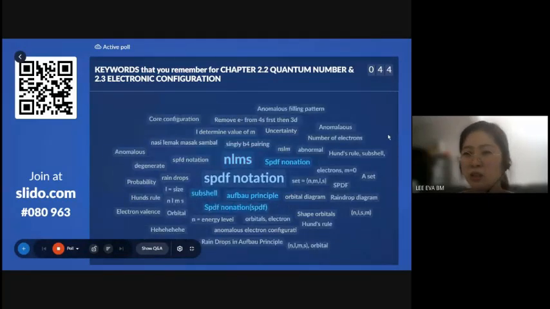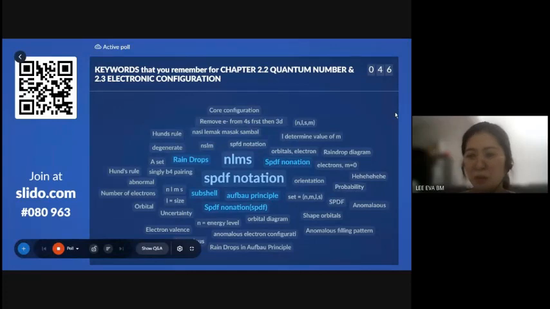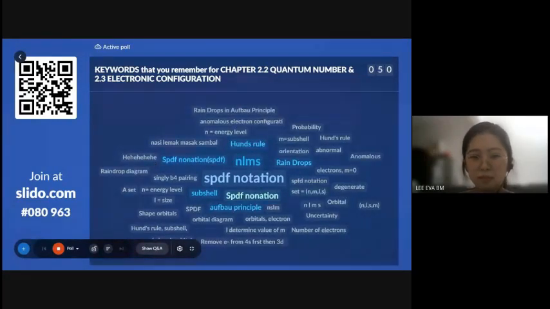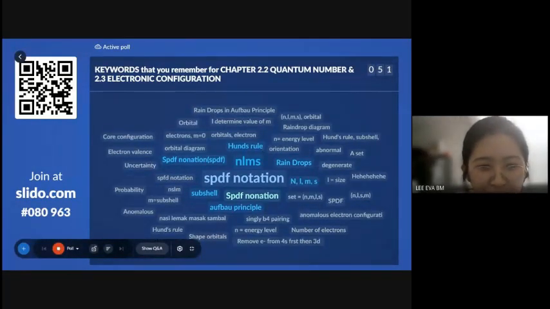So all of the keywords that you remember actually reflect your second chapter. This chapter has a lot of new keywords. And chapter 3 also will have a lot of keywords too. Okay, keep tapping some more. Let me see what else you see.